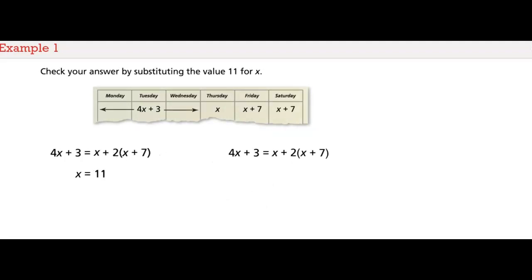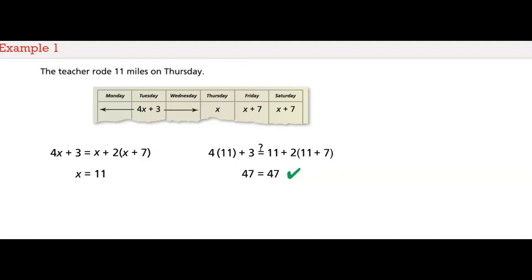Let's check our answer by substituting the value 11 for x. Is 4 times 11 plus 3 equal to 11 plus 2 times the quantity 11 plus 7? Yes, they both equal 47. Our answer checks. The teacher rode 11 miles on Thursday.